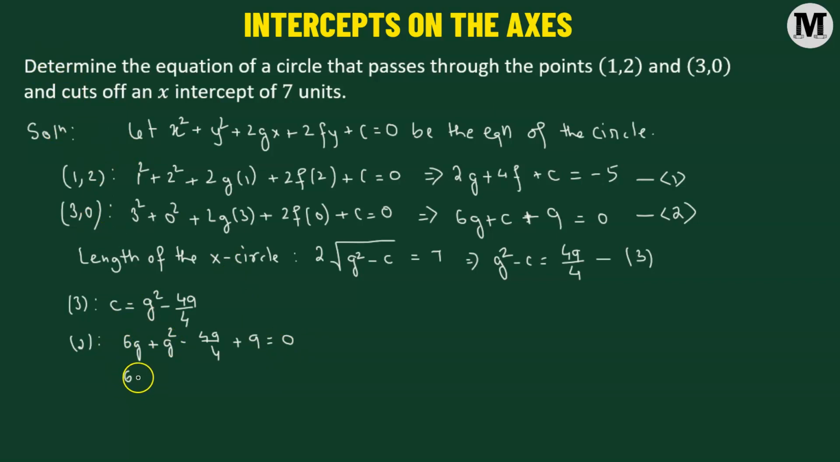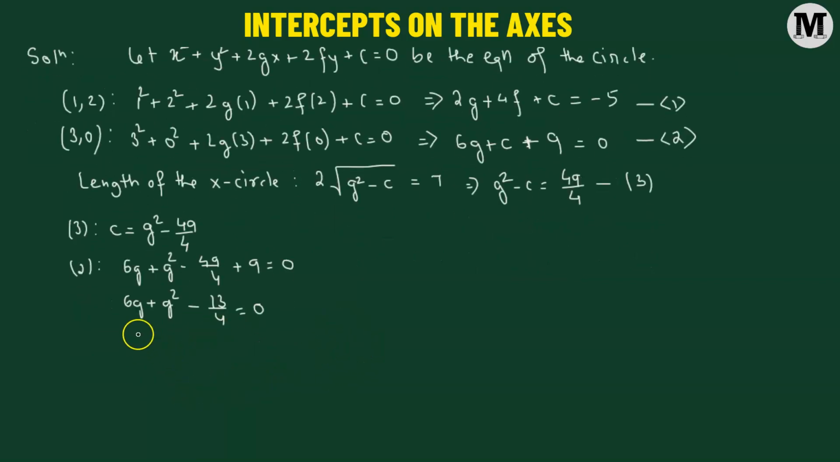So we get 6g plus g squared, and negative 49 over 4 plus 9 gives us negative 13 over 4, equals 0. Now we'll multiply throughout by 4. That gives us 24g plus 4g squared minus 13 equals 0, or we can simply write 4g squared plus 24g minus 13 equals 0. This is a quadratic equation in g.